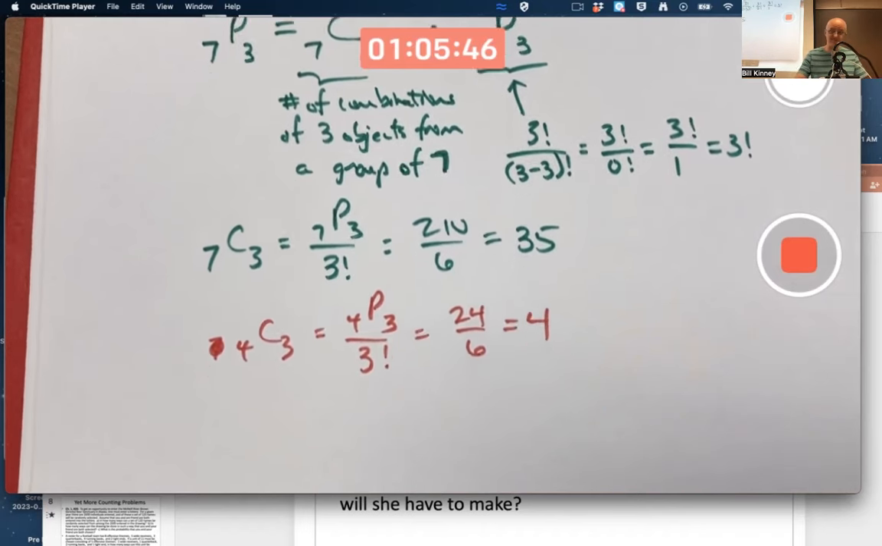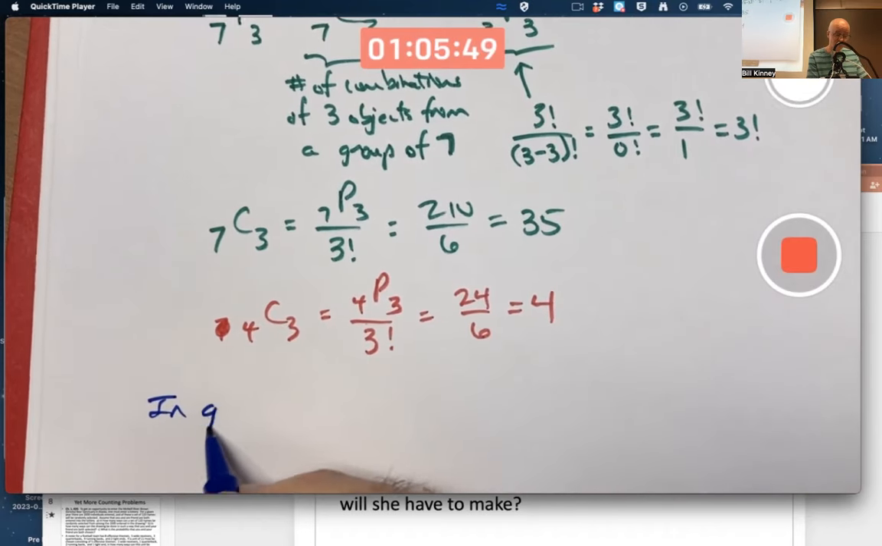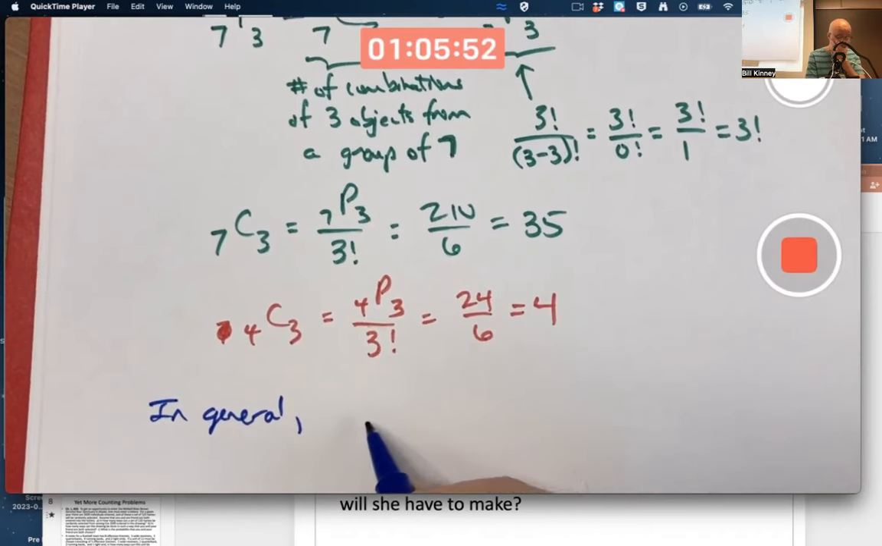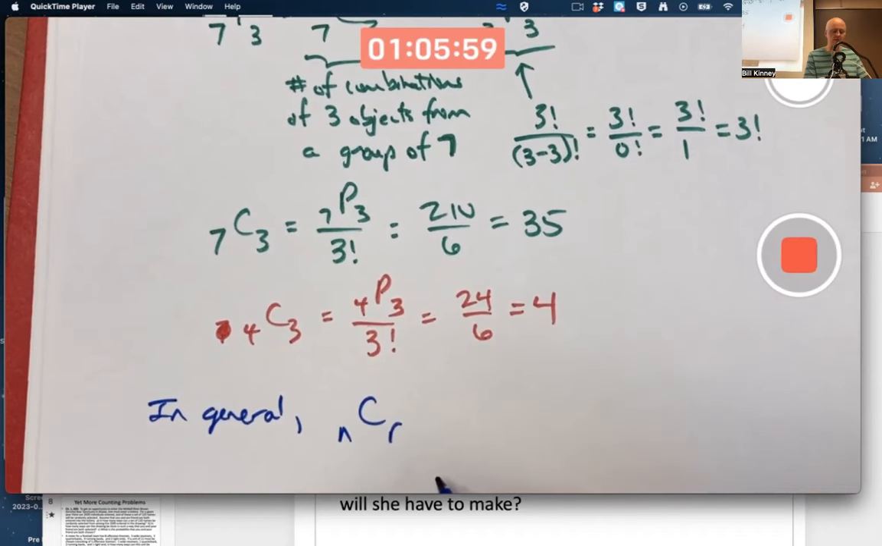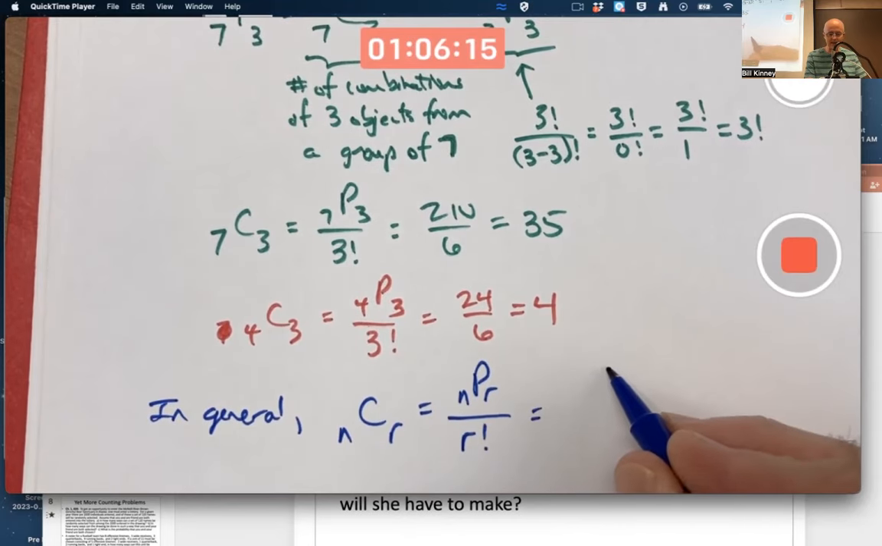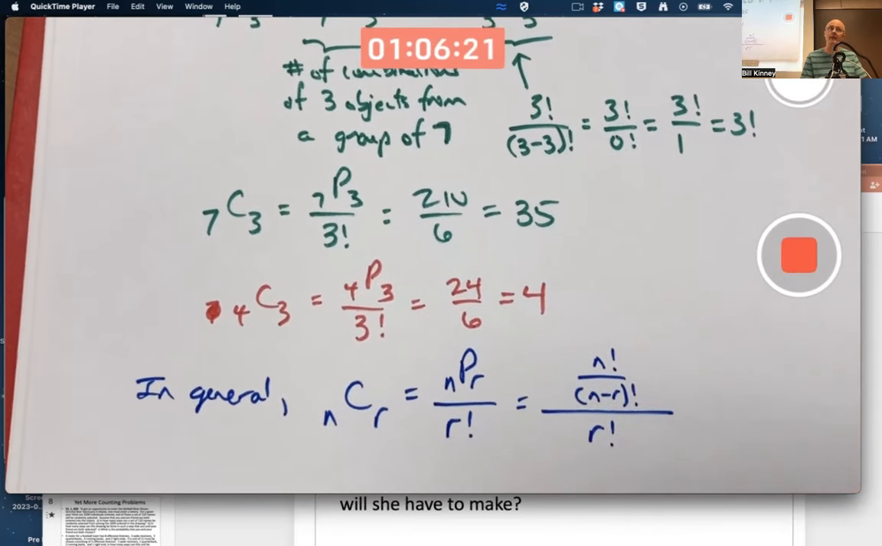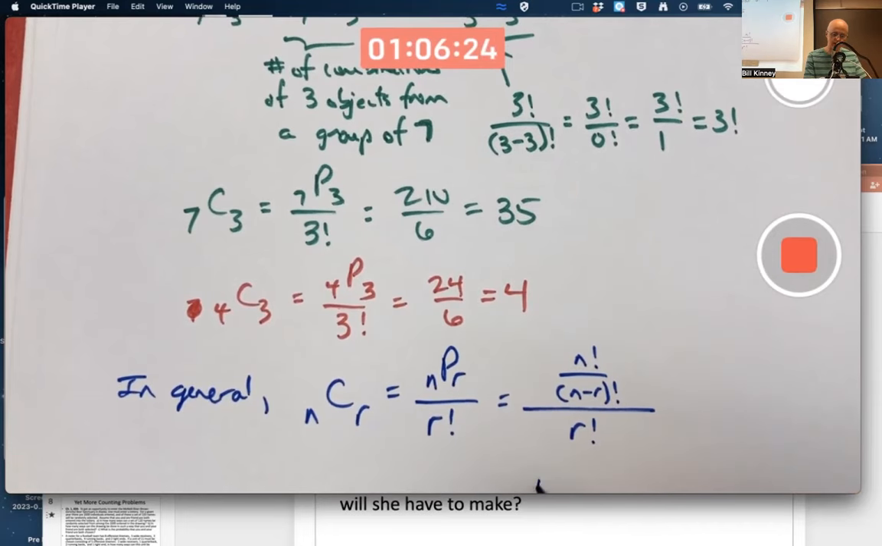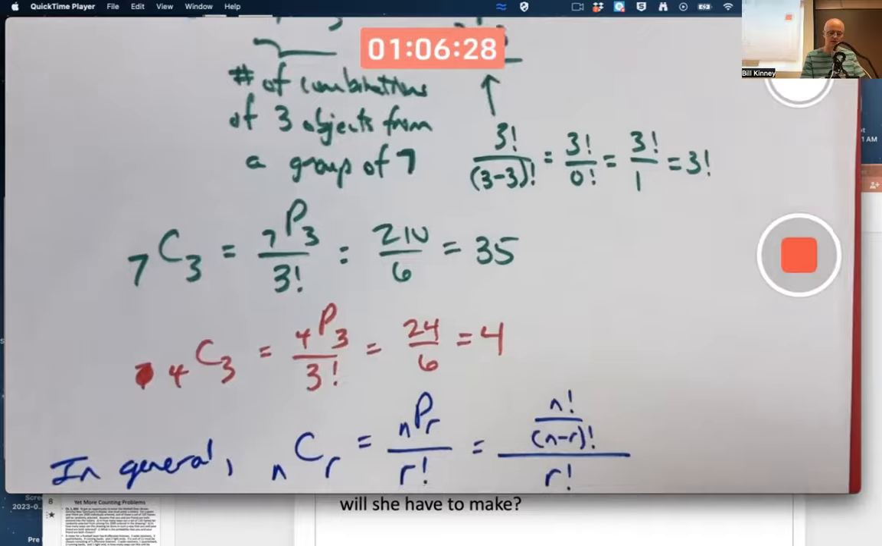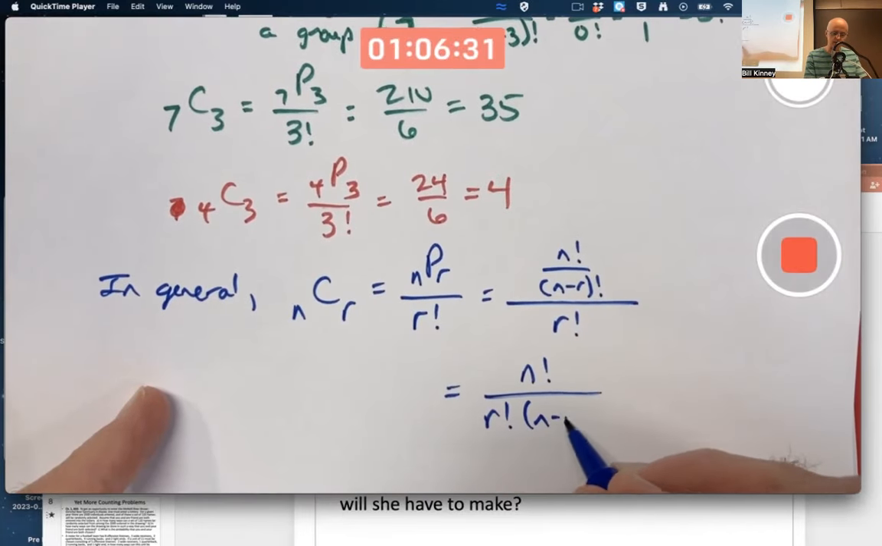In general, the number of combinations of R objects from a group of N objects, NCR, is NPR, the number of permutations of R objects from a group of N objects, divided by R factorial. We already know NPR is N factorial divided by N minus R factorial. This can then be simplified to N factorial divided by the product of R factorial and N minus R factorial.